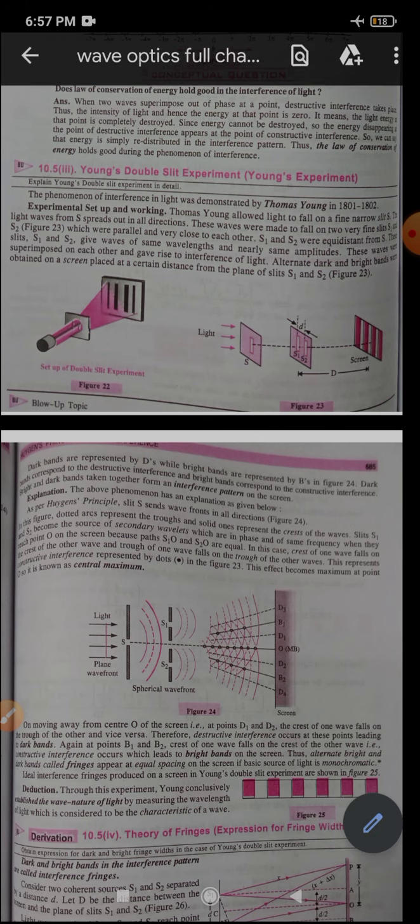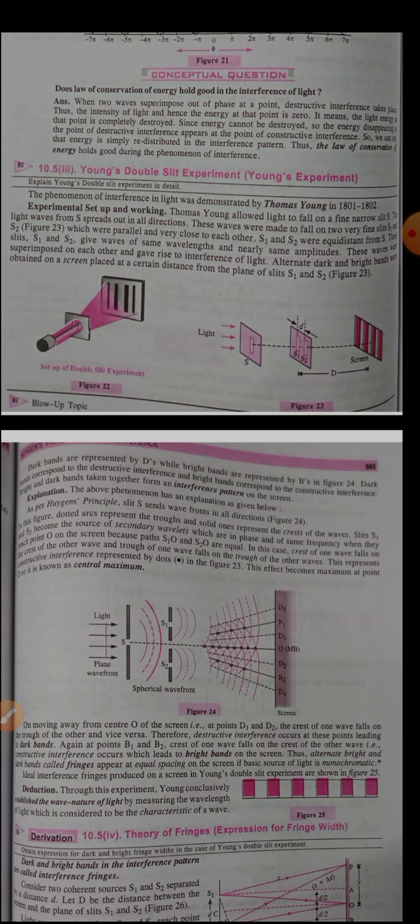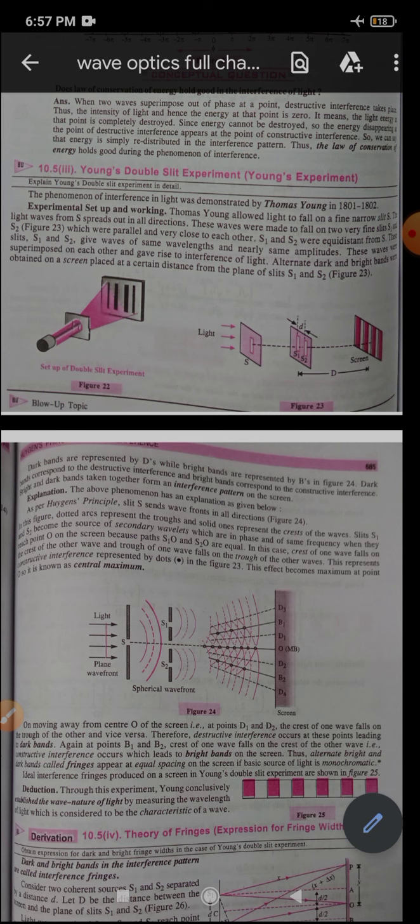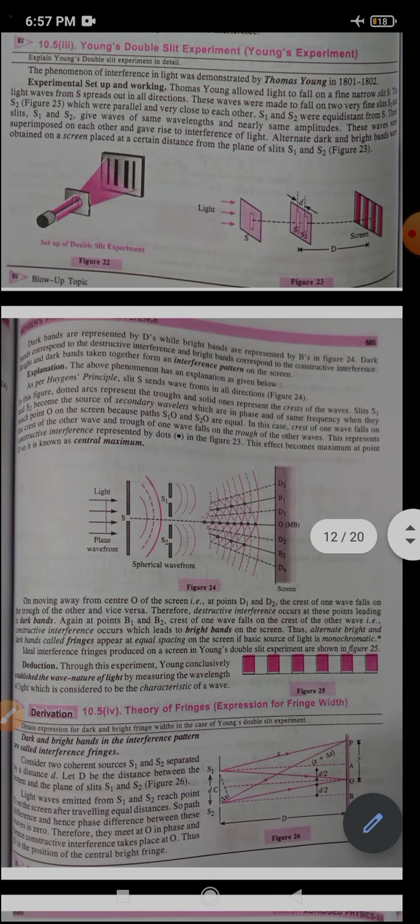These S1 and S2 waves will give waves having the same wavelengths and nearly the same amplitudes. These waves are superimposed on each other and give rise to the interference of light, which gives alternate dark and bright fringes, or bright bands, on the screen placed at a certain distance from the plane of S1 and S2. This is a brief construction and working of Young's double slit.